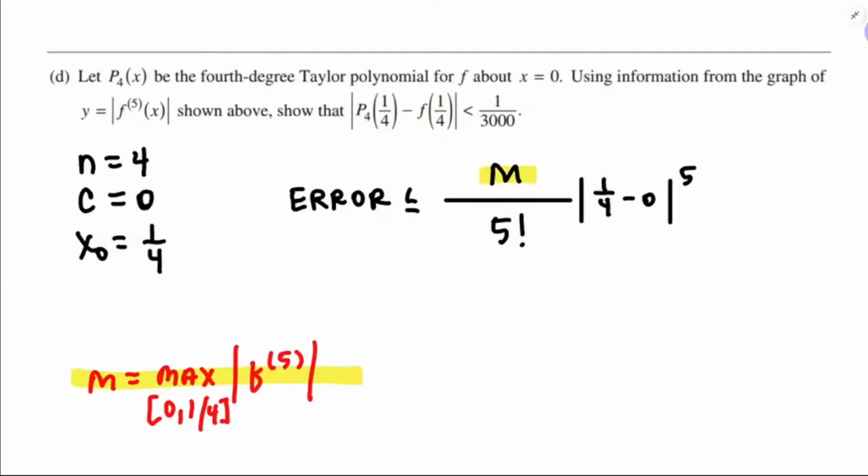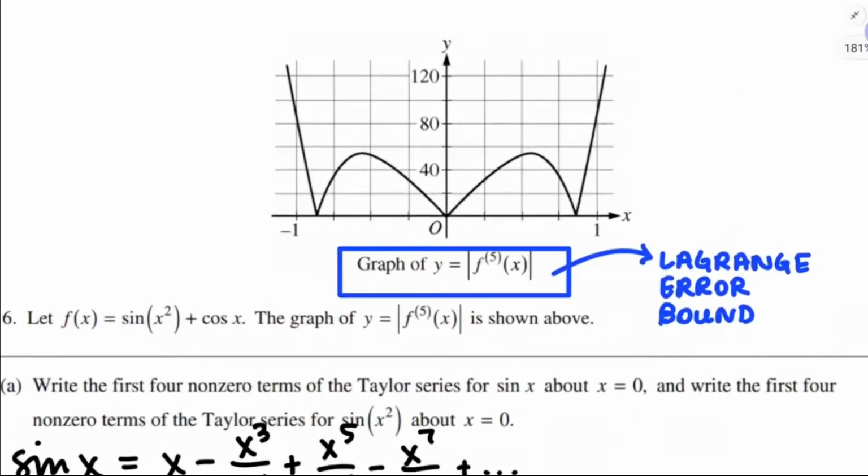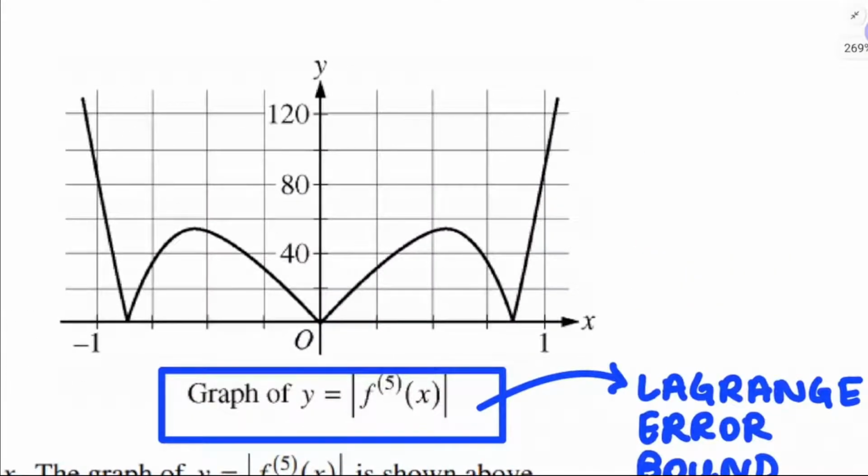Okay, so we're going to need to go find that from the graph. We're looking for the maximum absolute value of f's 5th derivative over 0 to 1/4. Well, that's 1/4 right here, so we're only looking between these two red lines. I don't know what the maximum value of the function is, but I do know that it is below 40, and 40 is a number printed on the paper, which means it's what we need to use.